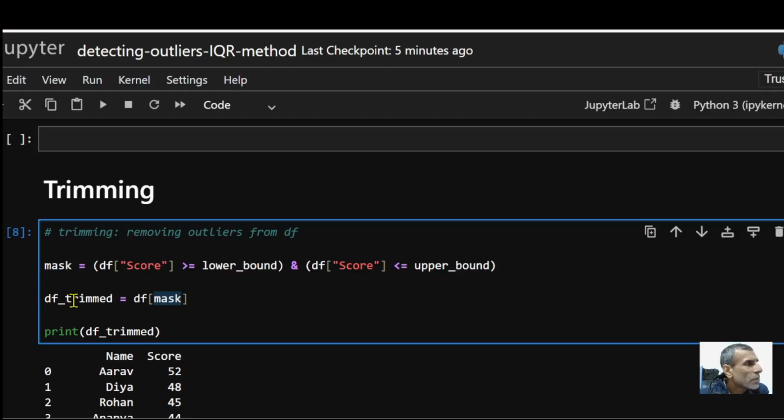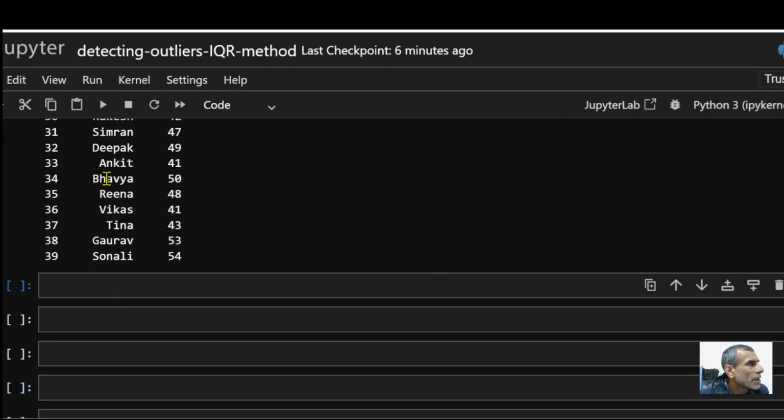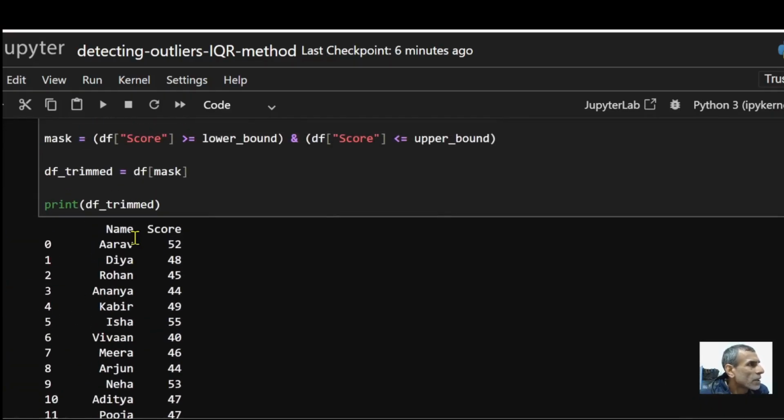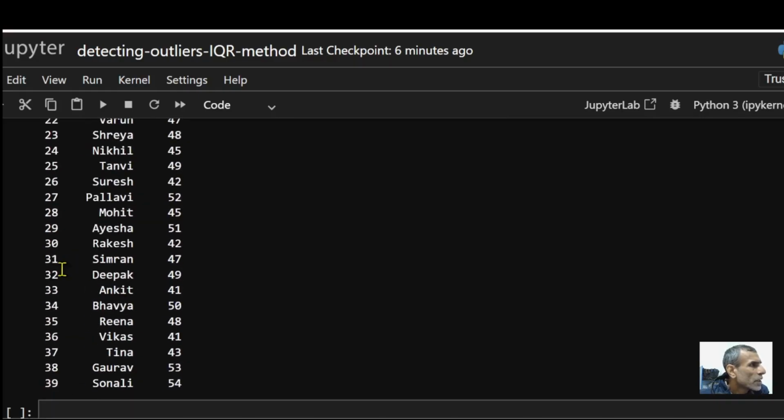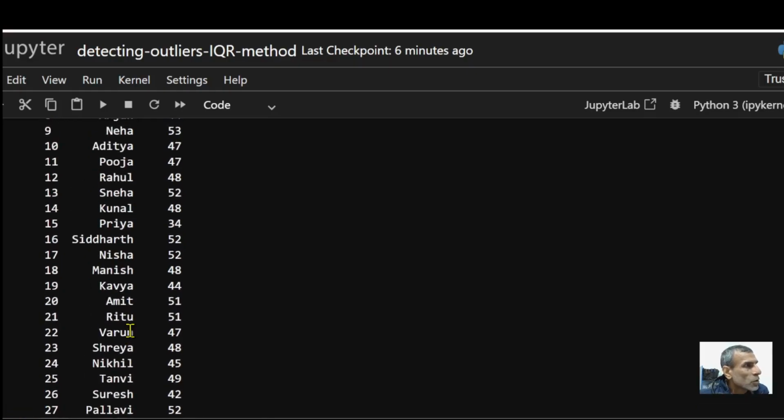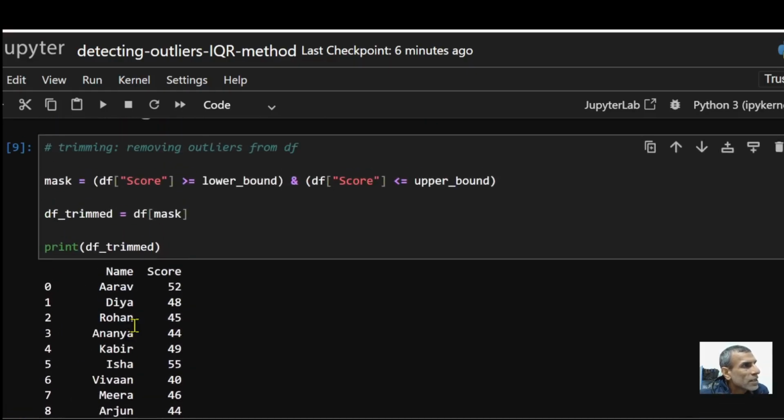And this will return me a trimmed data frame. So this is my new data frame. This one contains no outliers, and I'm printing this data frame. You can see that this goes from 0 all the way up to 39, so there are only 40 records. If we started with 45 records and now we are left with only 40 records, those 5 data points were outliers. They have been trimmed. They have been removed.